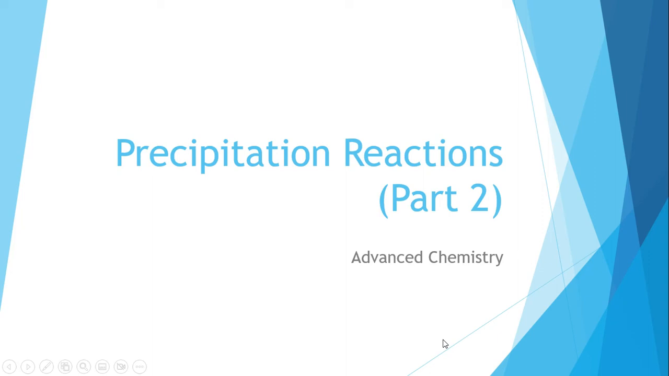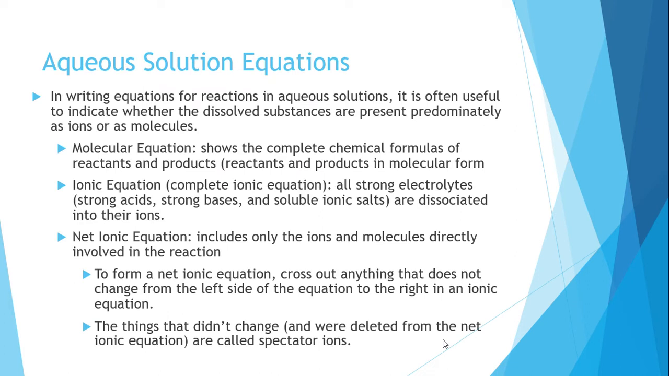Hey everyone, today we're going to learn part 2 of our precipitation reactions. Now, in writing equations for reactions in aqueous solutions, it's often useful to indicate whether the dissolved substances are present predominantly as ions or as molecules. So I have a couple definitions here, and I'm going to provide examples on the next slide. So I'm going to be flipping back and forth between these two slides.